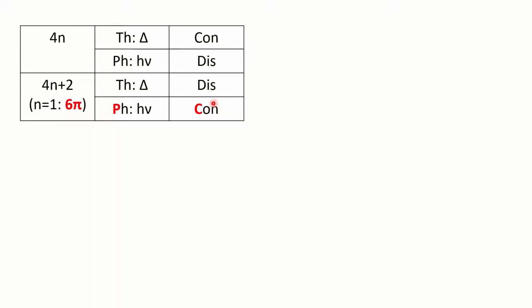Okay, so first, what is electrocyclic reaction? As you can see here, we have written some symbols. These represent thermal, TH for thermal, and PH for photochemical reaction, which we represent by h nu. And there are two types of system here. It may be a 4n system in electrocyclic reaction or a 4n plus 2 type of system.